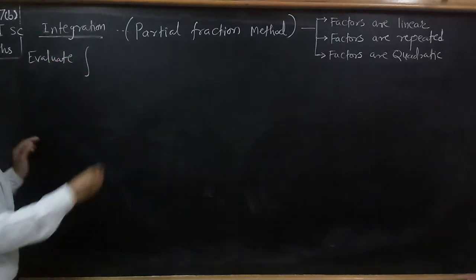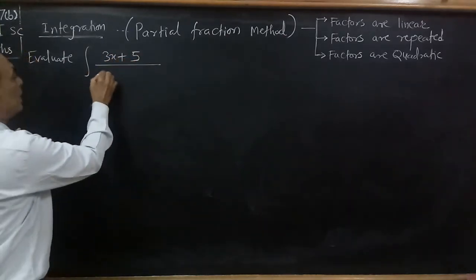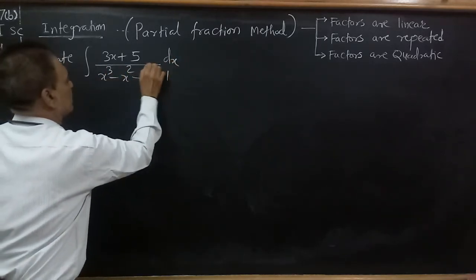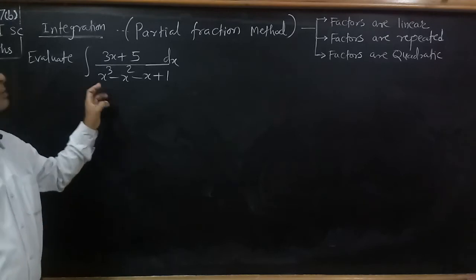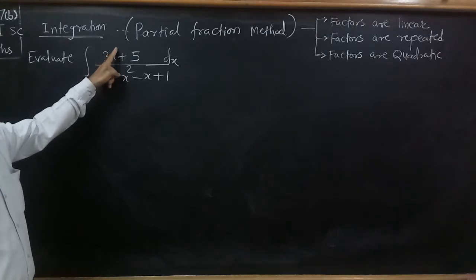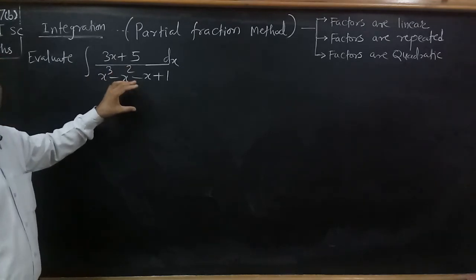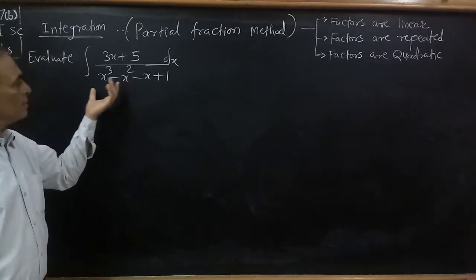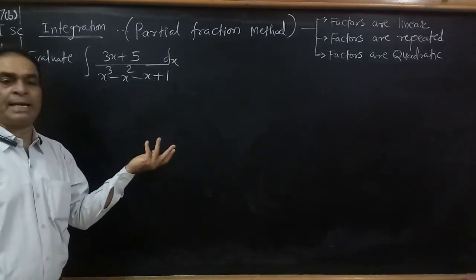Evaluate integration of (3x plus 5) divided by (x cube minus x square minus x plus 1) into dx. At the beginning, you can't get the idea about the factors of the denominator. But in this case, the degree of the numerator is 1 and the degree of the denominator is 3. Therefore, this is a proper fraction. Easily you can use the partial fraction method. But here we can't observe what the factors are, it may be linear or repeated or quadratic.